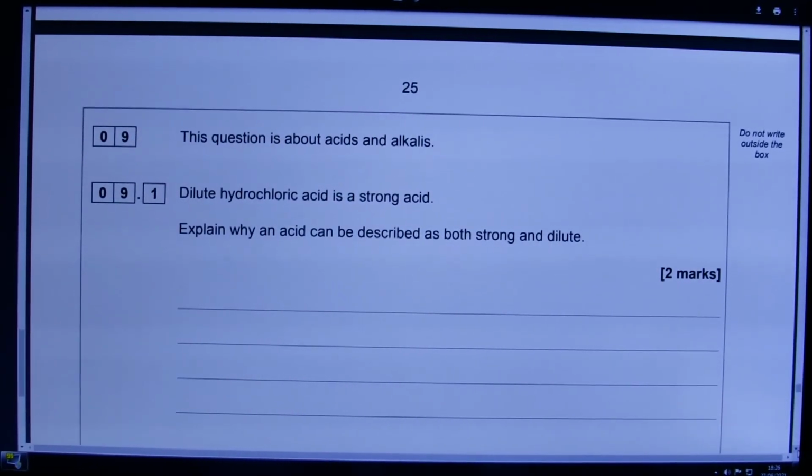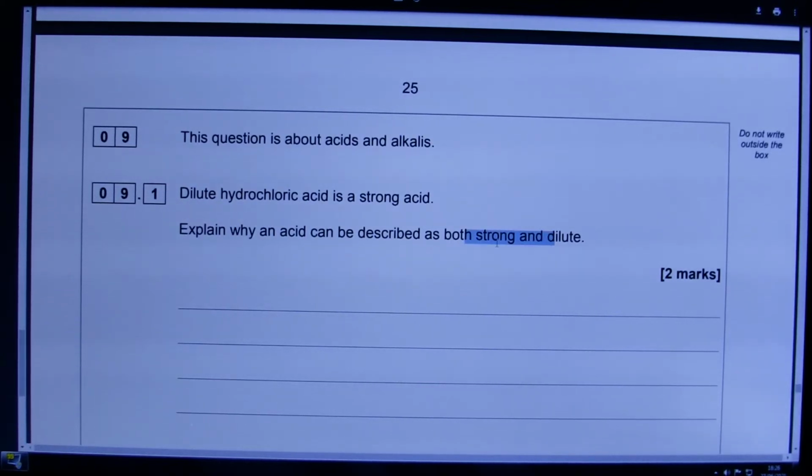This question is about acids and alkalis. I'm glad you told me that. Dilute hydrochloric acid is a strong acid. I would never have guessed this question was about acids, or alkalis at all if you hadn't told me. Explain why an acid can be described as both strong and dilute.